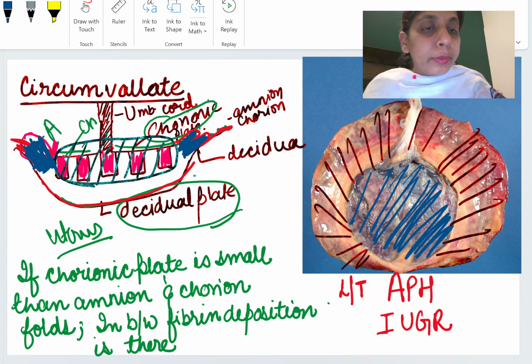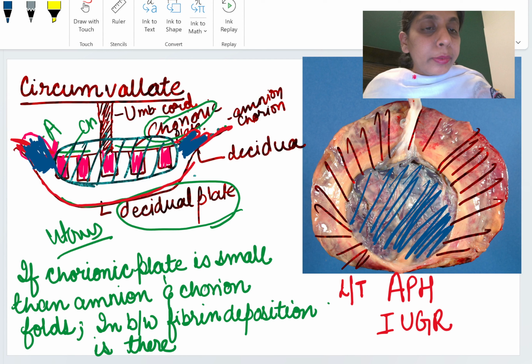Okay, so it leads mainly to two complications. Number one is APH, because this fibrin which is deposited here leads to premature separation of the placenta, abruptio, and due to the less number of chorionic villi, it leads to IUGR. Okay, did you get it?